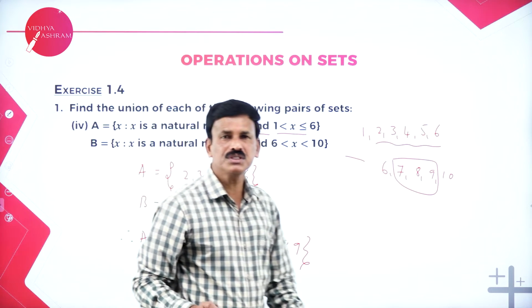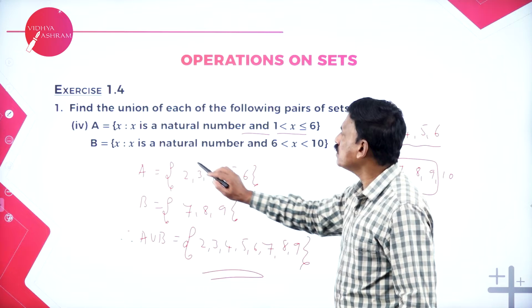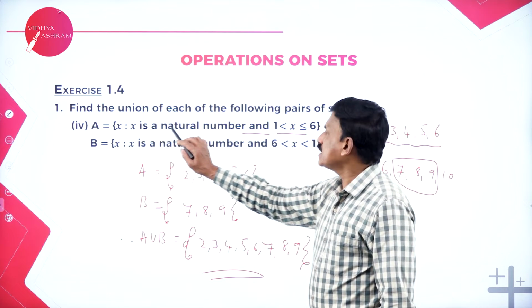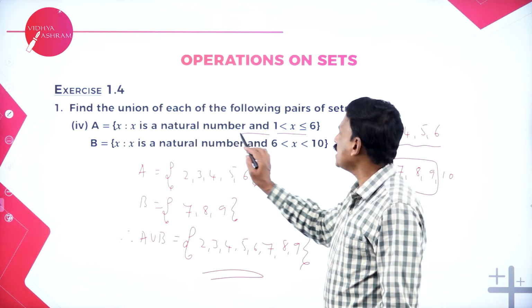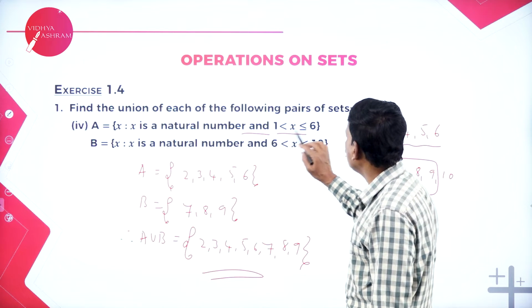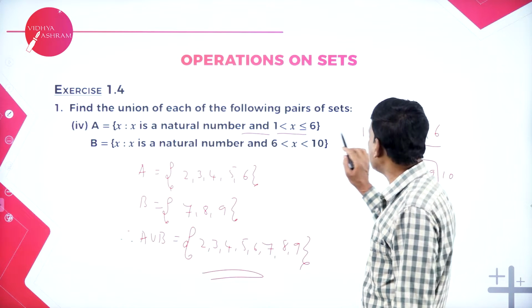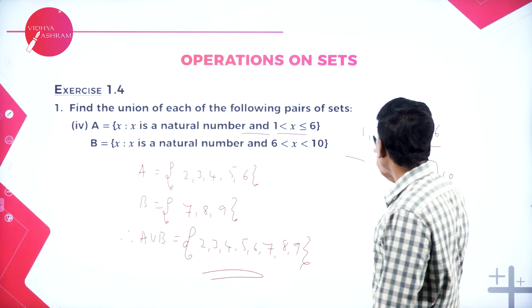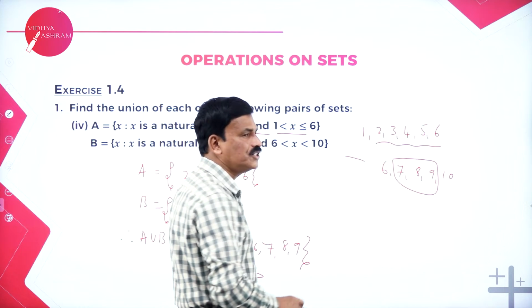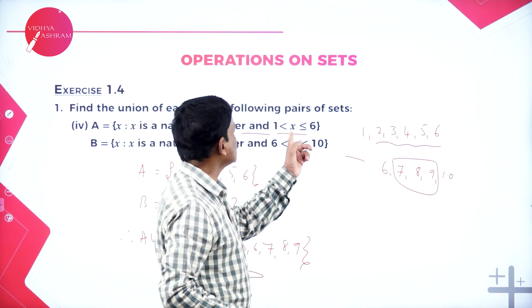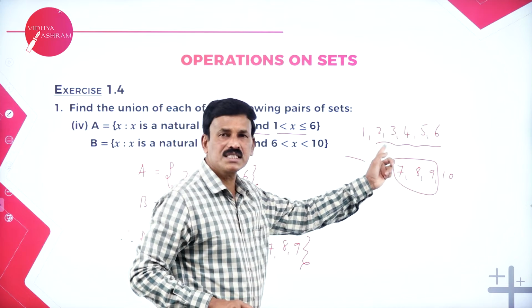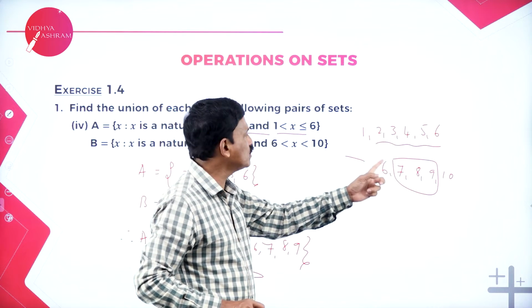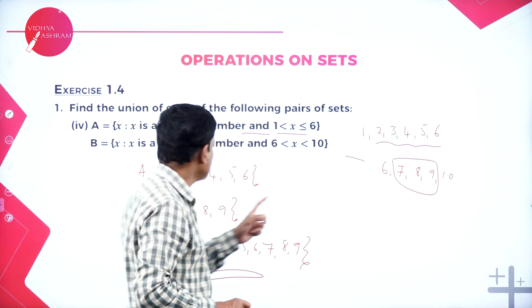Okay, this is a very important and very simple problem. What is defined? A is a natural number, x is a natural number and which lies between 1 and 6. 1 less than x less than or equal to 6 means, write down the values from 1 to 6. You see the condition. What is the condition? x lies between 1 and 6, less than or equal to 6. Equal to 6 means 2, 3, 4, 5 and 6.